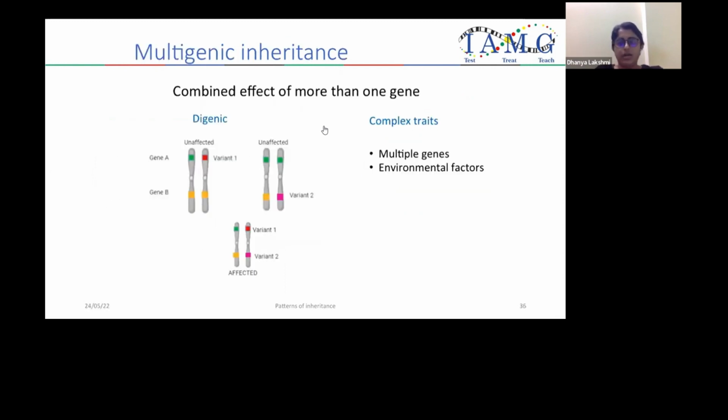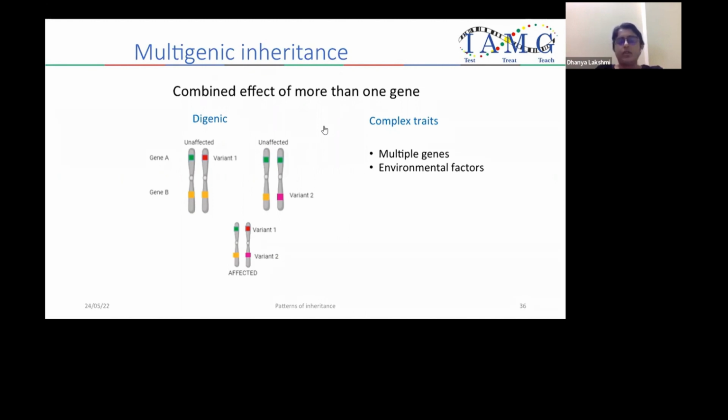Now, coming to multigenic inheritance, which is the last one among the non-Mendelian patterns of inheritance. So here, the phenotypic effect occurs due to the combined effect of more than one gene. And the simplest of this multigenic inheritance is digenic inheritance, where the phenotypic effects of two genes will combine together to result in a disease or in a phenotypic manifestation. An example for digenic inheritance would be retinitis pigmentosa.